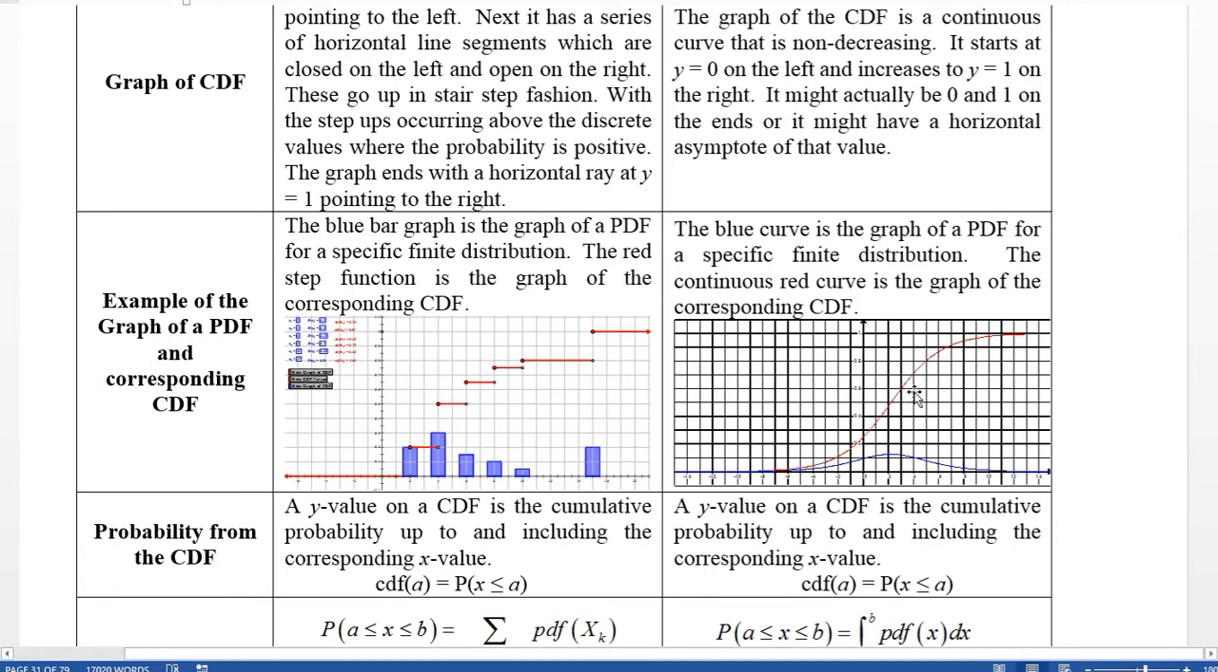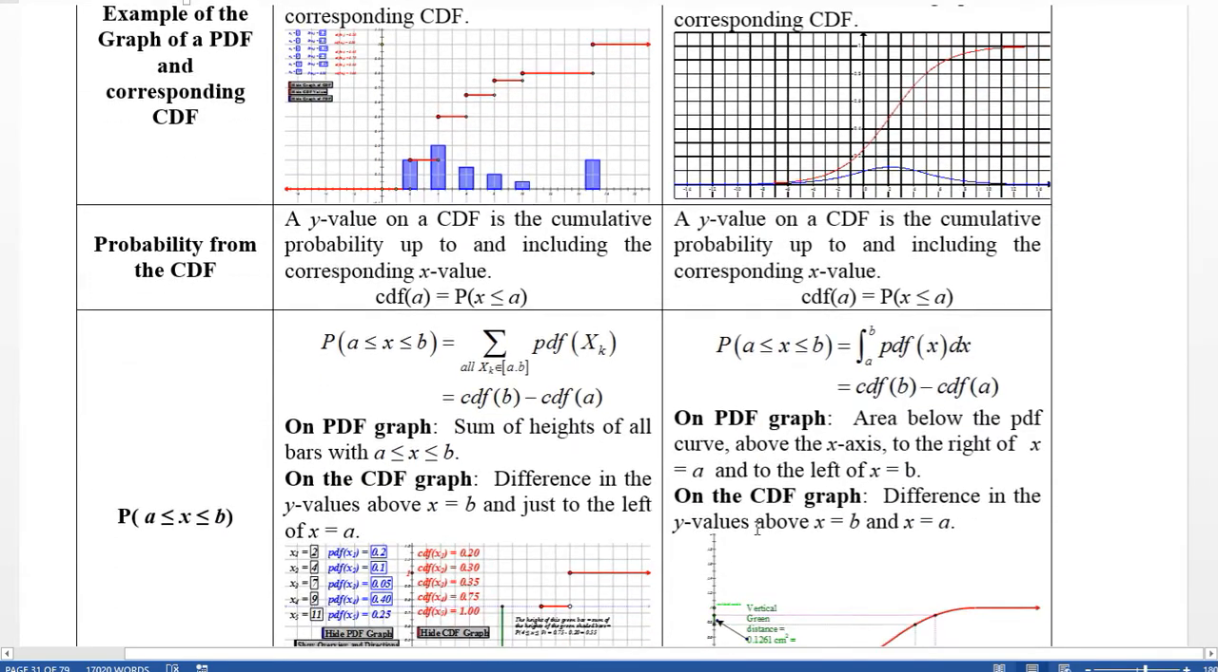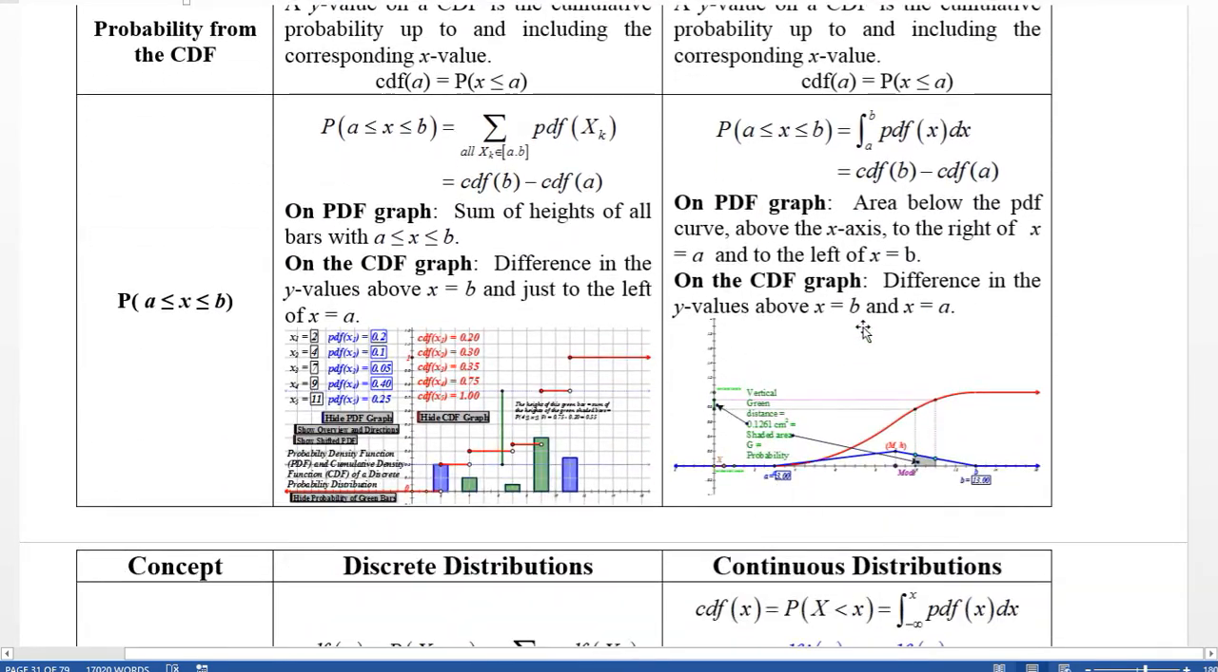Okay, so that vertical distance from the x-axis to the curve, or in other words, the y-coordinate of that point, is the probability to the left on the CDF. On the PDF, the y values are not probability, areas are probabilities. Okay, and what about if you're trying to find the probability between 2 points, between A and B?